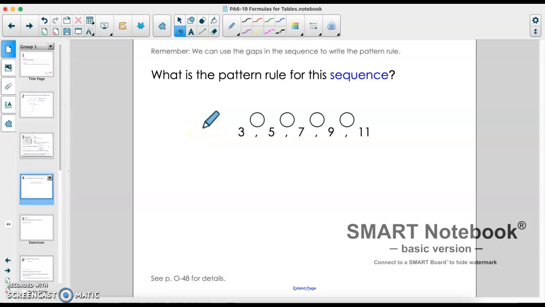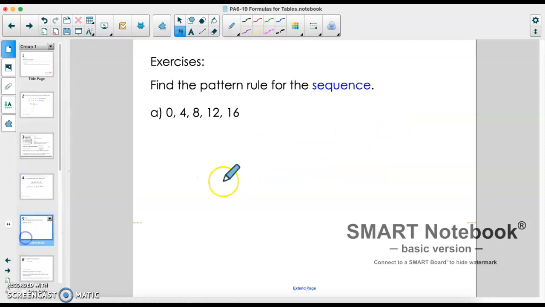Then what we're going to be doing is starting to look at producing pattern rules from these sequences. We identify the gaps, and every time it's plus 2. Once we've identified the gap, we can say we start at 3 and add 2. And that's our pattern rule, when we go along the line like this. So we started at 3 and add 2 each time. So then a little bit of practice.